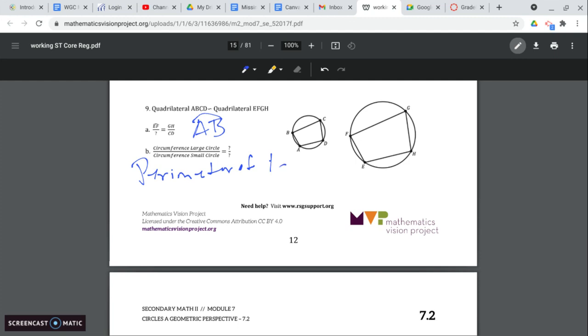of large quad over perimeter of small quad. But with this, once again, there's all sorts of different possibilities. You could pick any individual line segment from the quadrilaterals to compare. You could compare the perimeters. Lots of different possibilities here for this similar figure.